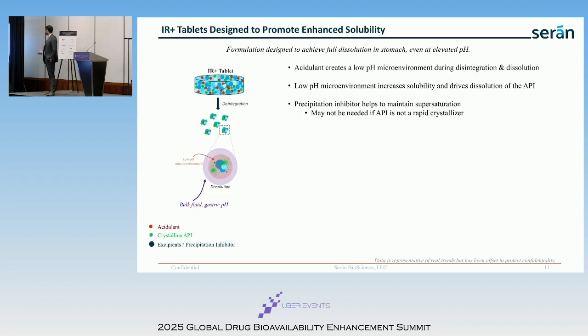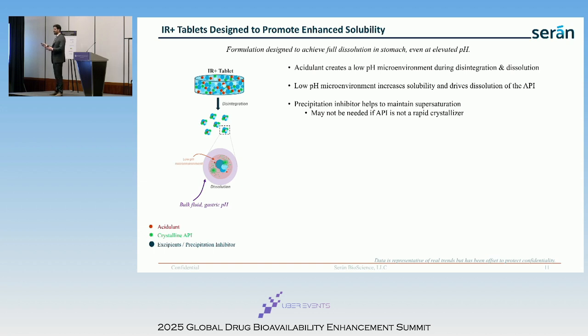As I alluded to at the start, we thought of an IR tablet, IR plus tablet. So what's going on here is as the tablet is disintegrating in the stomach, the acidulant is altering the microenvironment of gastric media around the tablet, right? We're not adjusting the whole stomach, just what's around the tablet and around the API. That drives it into solution, and then we have a precipitation inhibitor in there to help maintain it in that supersaturated state.